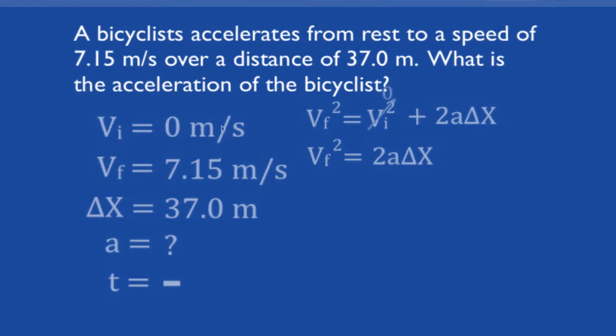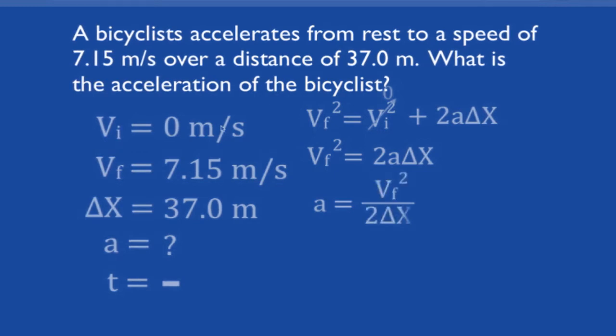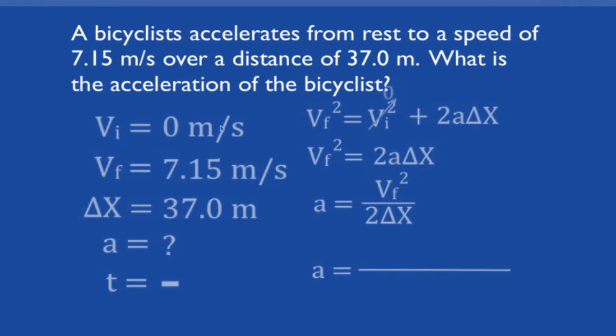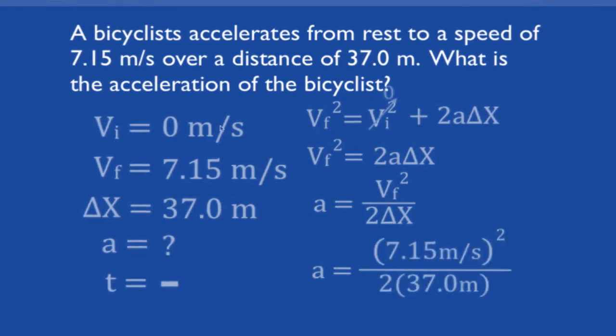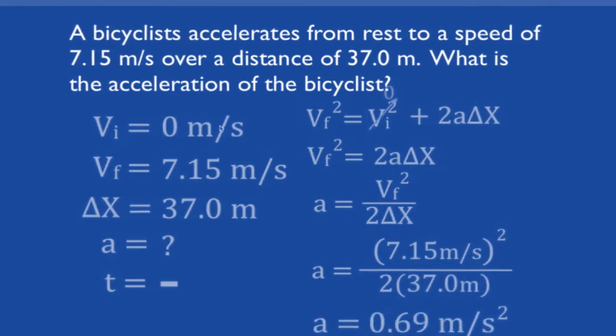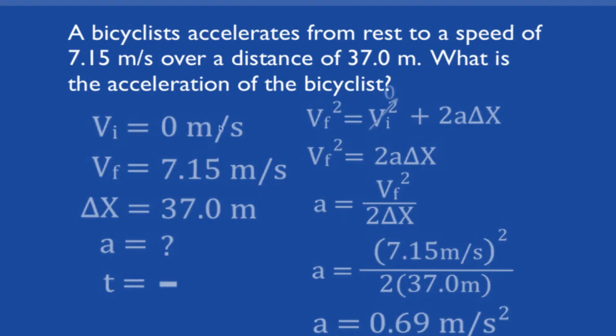I'm going to rearrange this equation to solve for the acceleration. That means the acceleration equals the final velocity squared divided by 2 times the change in position. The value is the final velocity squared, 7.15 squared, divided by 2 times 37, and you get the acceleration of that particle is 0.69 meters per second squared. That is example number 1.